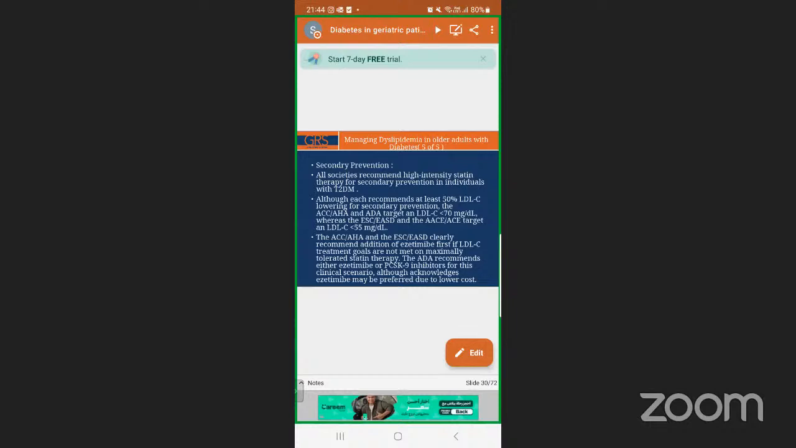All society recommendations endorsed the use of sodium-glucose transporter inhibitors for both kidney and cardiovascular benefit in patients with type 2 diabetes and chronic kidney disease, provided the GFR is more than or equal to 30 mL per minute per 1.73 m². Also, the GLP-1 receptor agonists are recommended as second-line therapy by all societies.